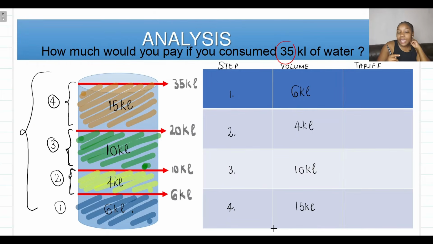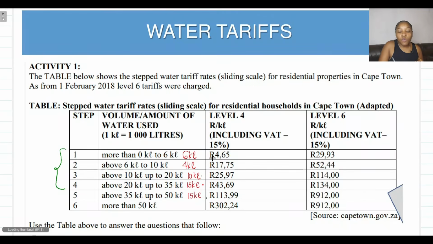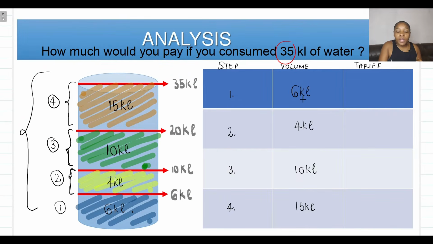So in our approach, it says that we need to determine how many kiloliters of water is consumed in each step. We've done that. The second thing, we need to determine whether the kiloliters of water add up to the kiloliters of water that are asked in your question. So if you take this 6 kiloliters plus the 4 kiloliters plus the 10 kiloliters plus the 15 kiloliters, we get how many kiloliters of water? It's 35 kiloliters. So in this case, our kiloliters of water adds up to the kiloliters of water that have been given to us in our question.